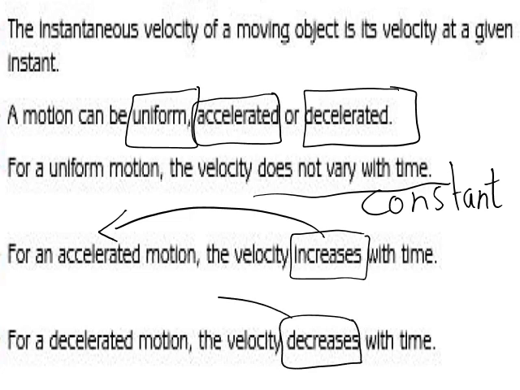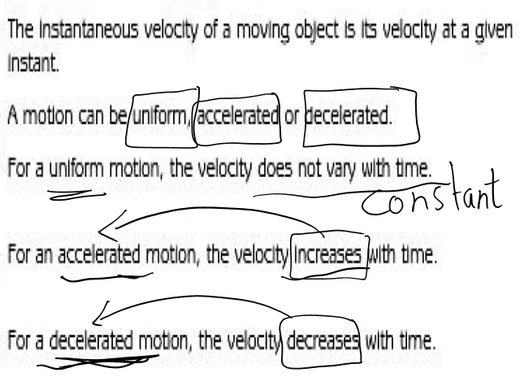So whenever it increases, it's called accelerated. Whenever it decreases, it's called decelerated. So you have to know these. These two are somewhat confusing. Accelerated, meaning the velocity increases. Decelerated, meaning that the velocity decreases. Whenever the velocity stays constant, it does not vary with time, this is called uniform. So we have three types of motion: uniform, accelerated, or decelerated.